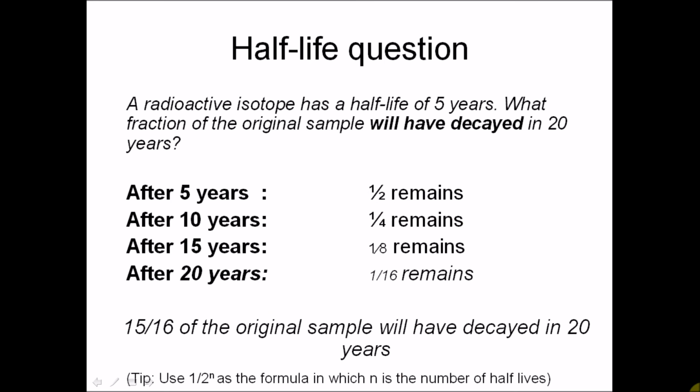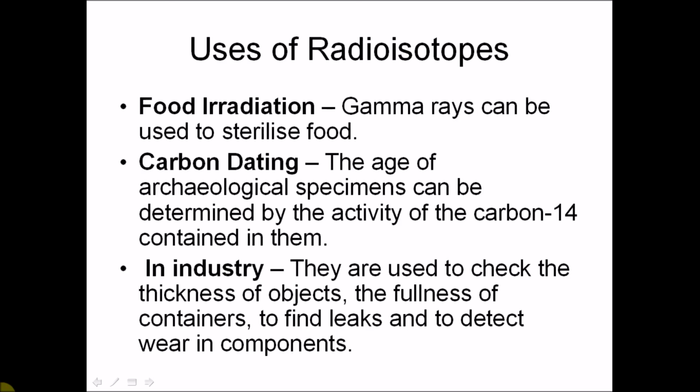Here's a question. A radioactive isotope has a half-life of 5 years. What fraction of the original sample will have decayed in 20 years? So you notice, after each half-life of 5 years, that the sample halves. After 4 half-lives, the fraction that will have decayed is 15/16, and the fraction that will still have to decay will be 1/16.